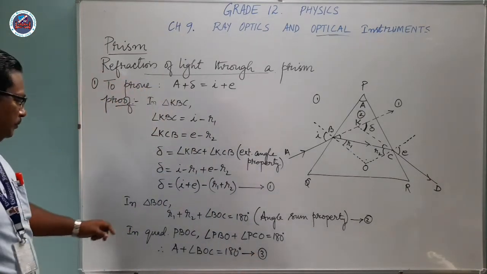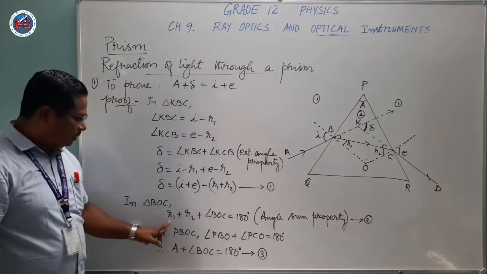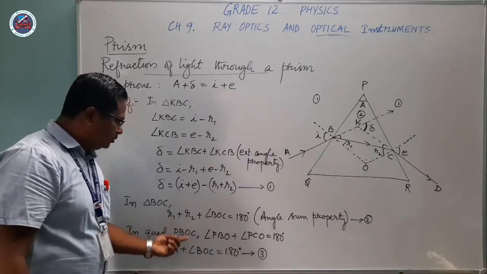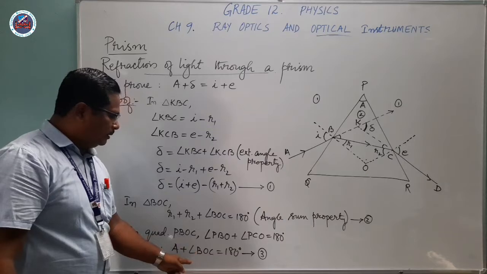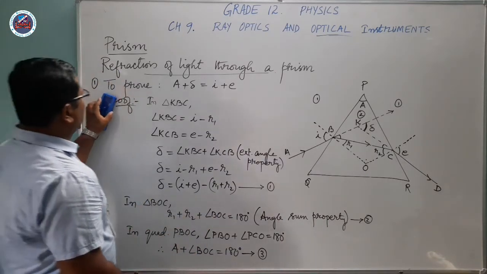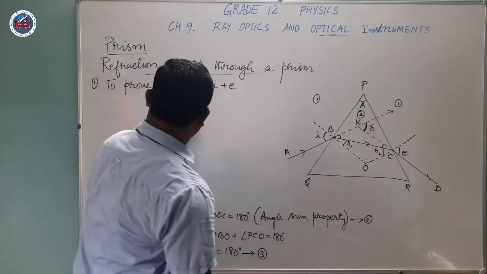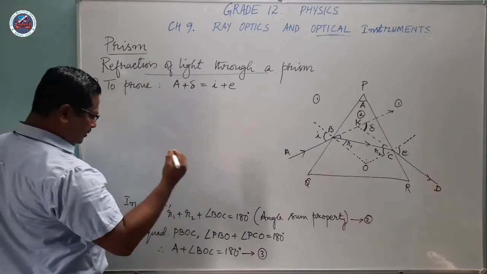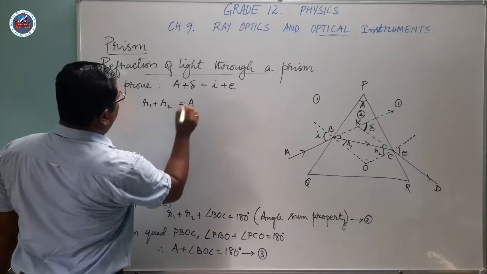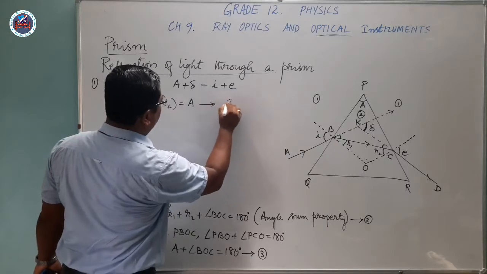Now if you compare equation 2 with 3, you will find that angle A is equal to R1 plus R2, because right hand sides are equal, so left hand sides also must be equal, and these two angles are equal. As they are equal, they will get cancelled. So what we can get is R1 plus R2 is equal to A. Let us mark this as equation number 4.